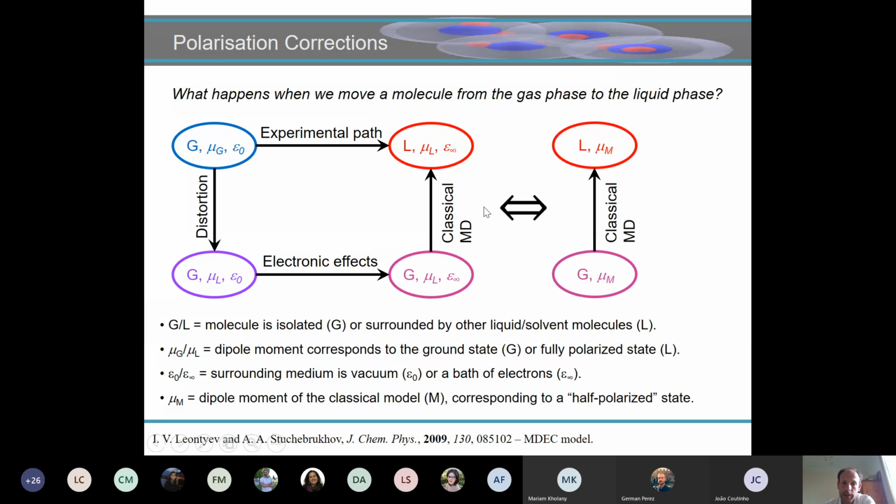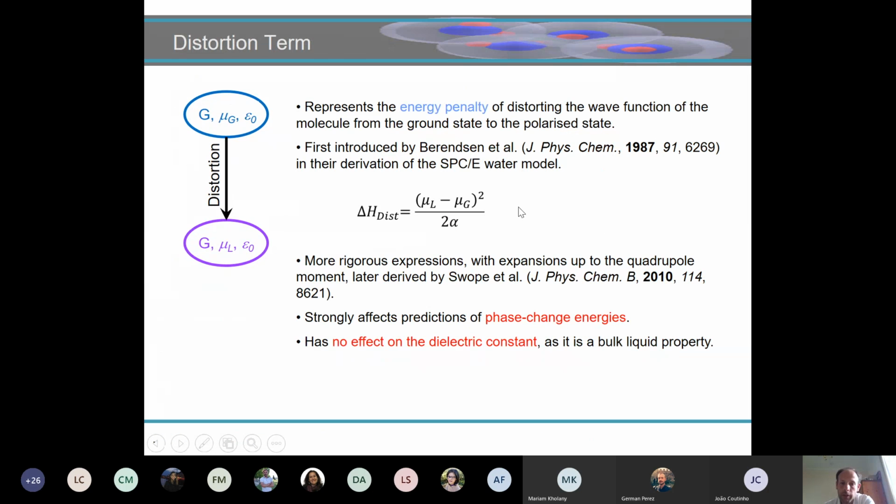So for the first term, the distortion energy, as I said, it's an energy penalty. An expression was first derived based on dipoles only, which is essentially a quadratic relationship between the delta mu, the change in dipole moment, divided by 2 times the polarizability of the molecule. This is easy to compute, and it was used by Berendsen in developing the famous SPC/E water model, if you're familiar with that kind of thing. There are now more rigorous expressions that go up to quadrupoles and later moments, which we are also using in our calculations. In practice, this strongly affects prediction of phase change energies, because if you take a molecule from gas to liquid, you must account for this distortion energy. However, it has no effect on the dielectric constant, because the dielectric constant is already a bulk liquid property. So we don't have to take distortion into account for the dielectric constant.